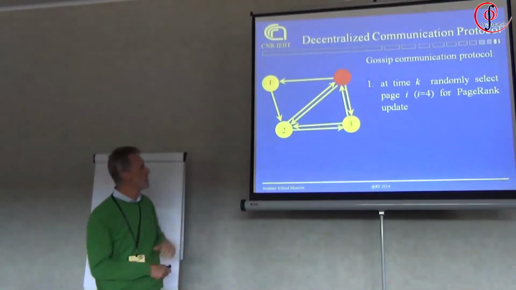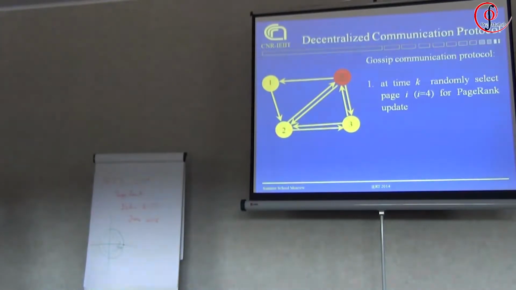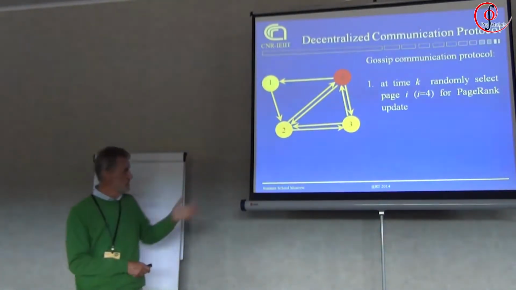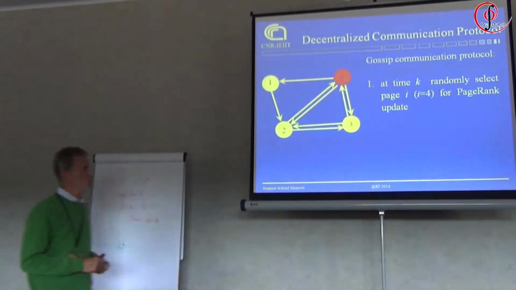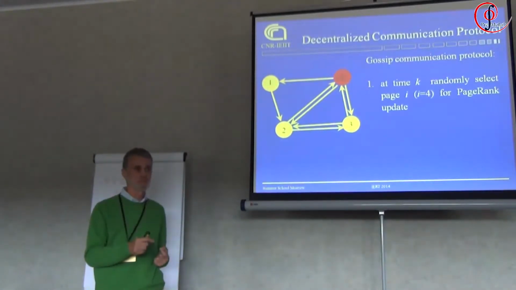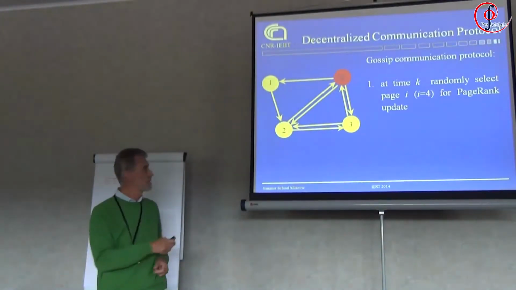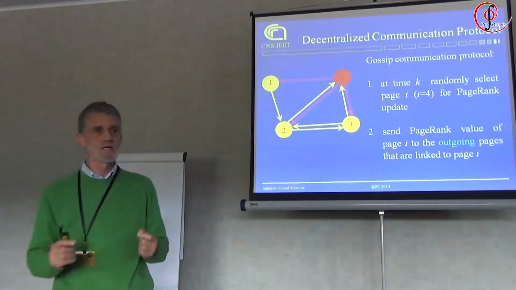So again, for example, this example with 4 pages, and we will see that it's randomized. So at time k, we randomly select a page, which in this case is page number 4 in this picture, with a uniform probability. It's important that the selections are IID. I mean, they can also be non-uniform. It doesn't really matter, but they should be IID. So this gossip communication protocol proceeds in 2 steps. First step, with say uniform probability, you pick one page at random, page number 4. And then the second one is that this page number 4 broadcasts information.